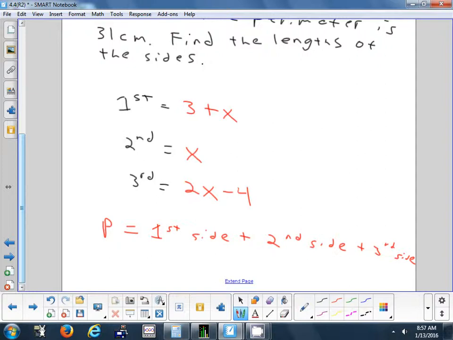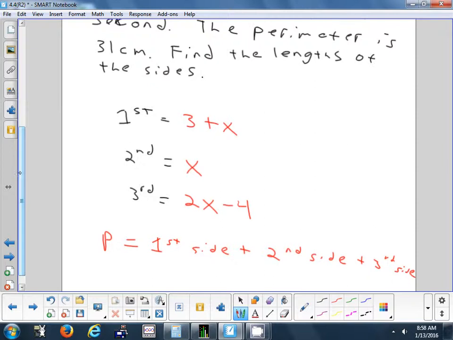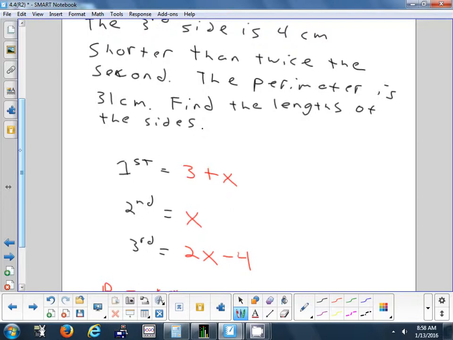All right, now Ryan, what am I going to do with these 3 things and the number for perimeter? What am I going to do with the 3 plus x, the x, and the 2x minus 4? Yeah, we're going to plug them in. Exactly. We're going to put them in that formula. We have to fill in all 4 of these things. Alex, what's my perimeter? 31 centimeters. Perimeter is 31.